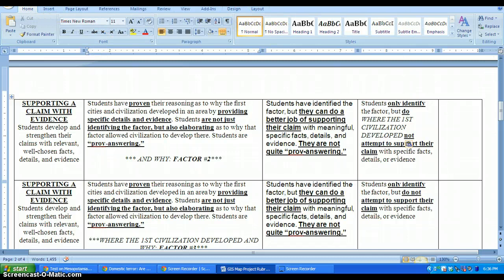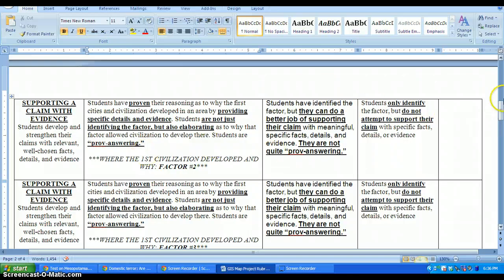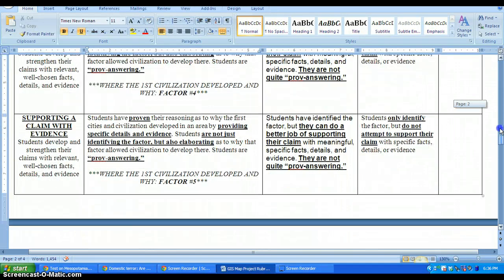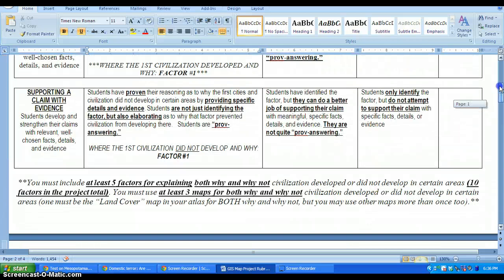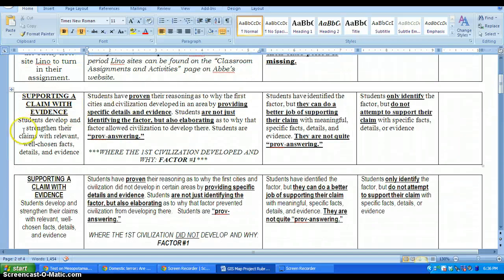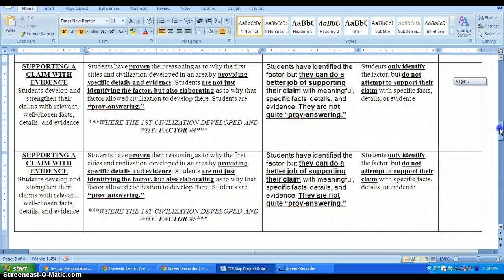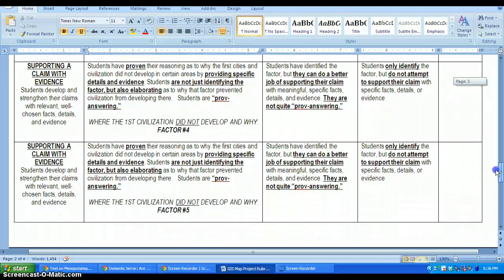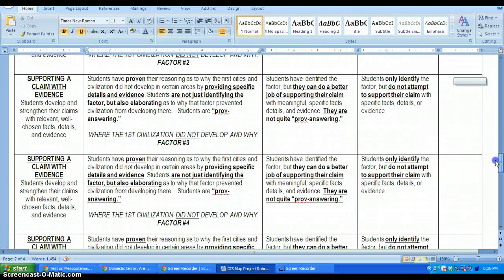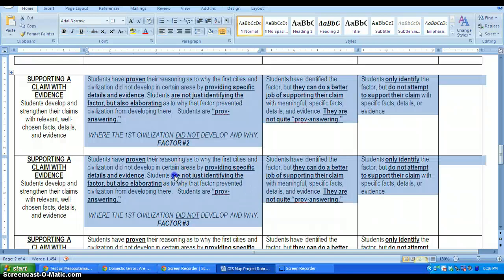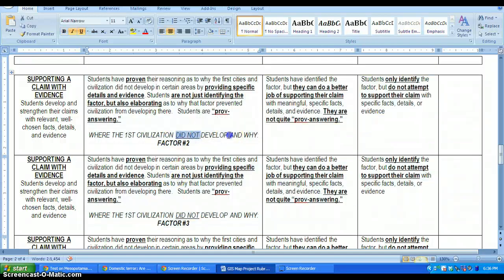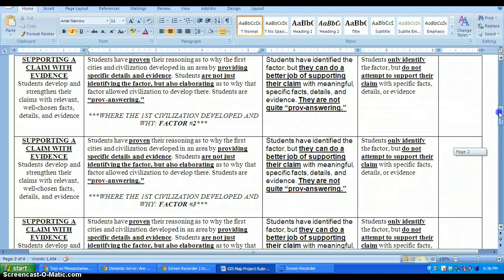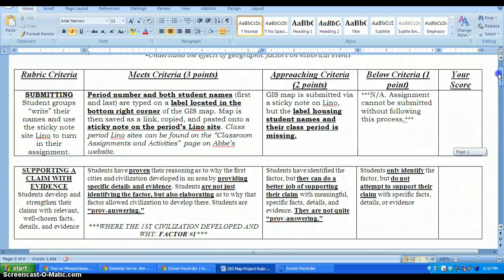Hold on one second, I gotta pause. Okay, sorry. So this whole second page here will go with this middle part, the first part of your project, which is explaining where civilization did develop. Your third page, so here's your second page, third page with the funky font, it's a little bit different. Those are the other spots where I'm going to grade your other four factors for telling me where civilization did not develop and why. So that's just what those back two pages are for.